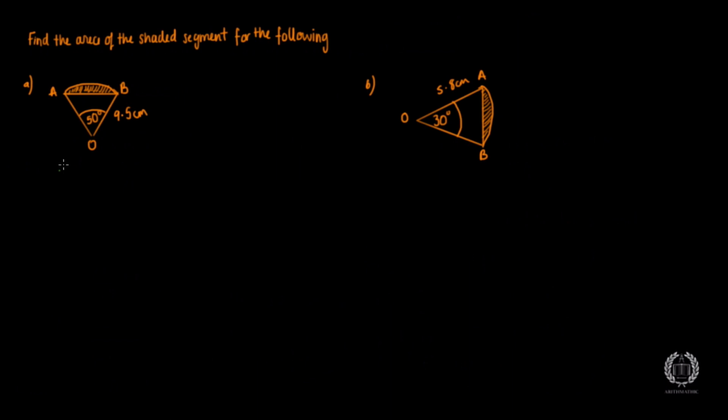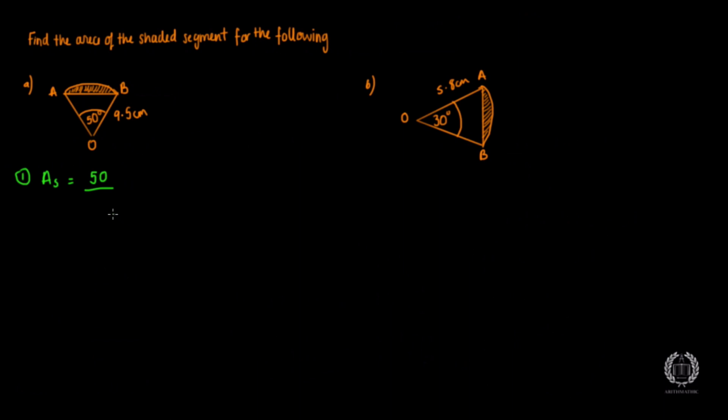Right, so let's do the first one. We want to find the area of the shaded segment for this one, where we know that the angle is 50 and the radius is 9.5. My first step is to find the area of the sector, which is theta over 360. So theta is 50 over 360, and I know I'm not writing the formula, but you guys should be writing the formula.